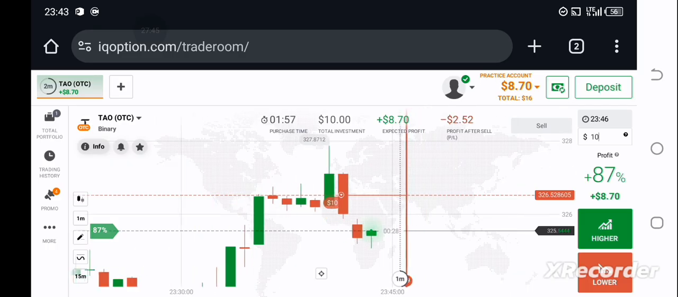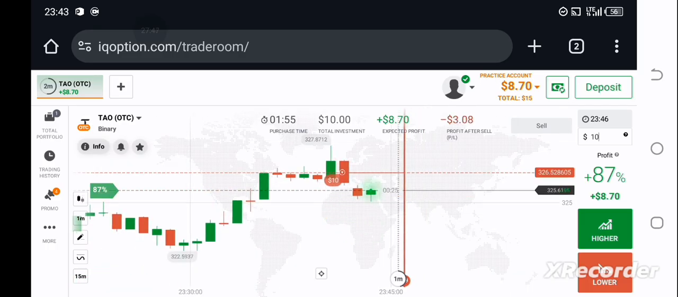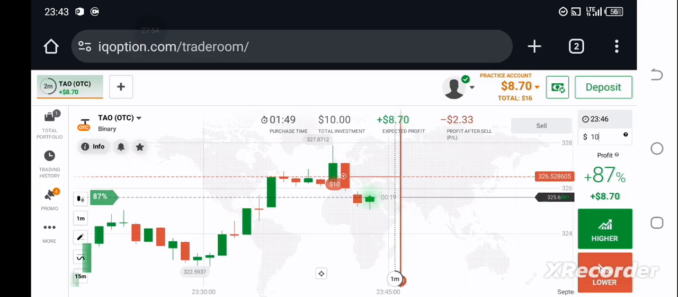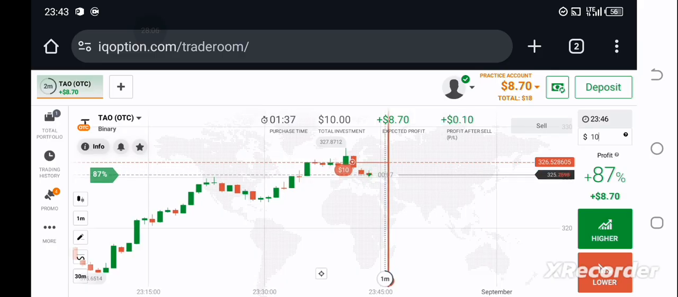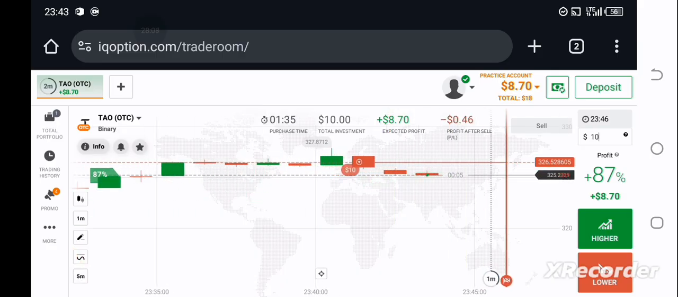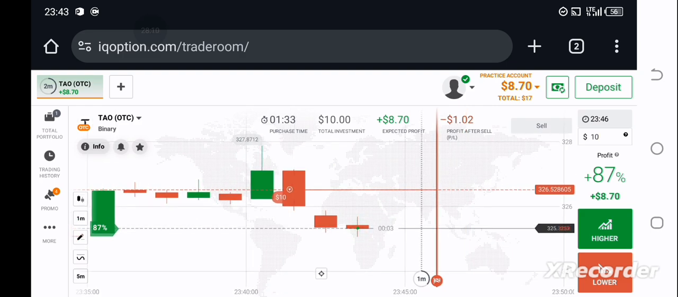So 2 minutes has elapsed. This is the third candle. In a few seconds, the 3 minutes will soon be over. So this is the 5 minutes time frame trading. You can count your candlesticks for the next 5 minutes.